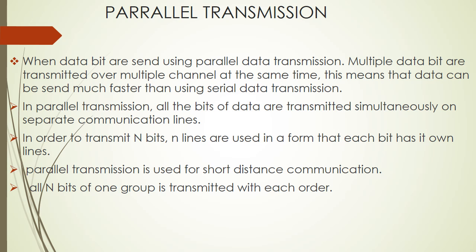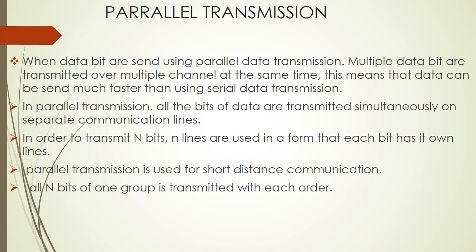In parallel transmission, all the bits of data are transmitted simultaneously on separate communication lines. Simultaneously means directly on separate cables. So in order to transmit n bits, n lines are used, in a form that each bit has its own line. The n bits refers to the number of wires that have to be used.